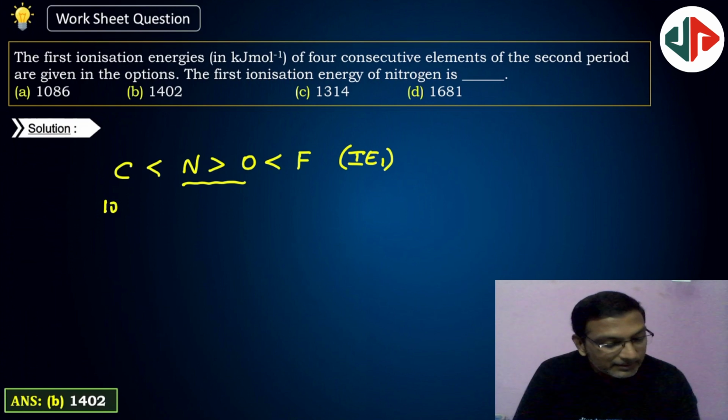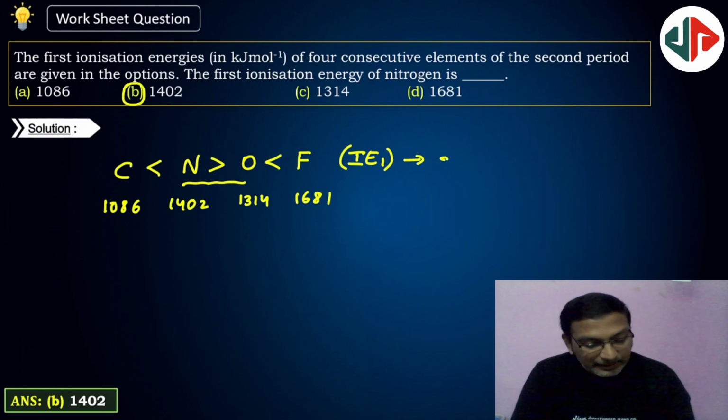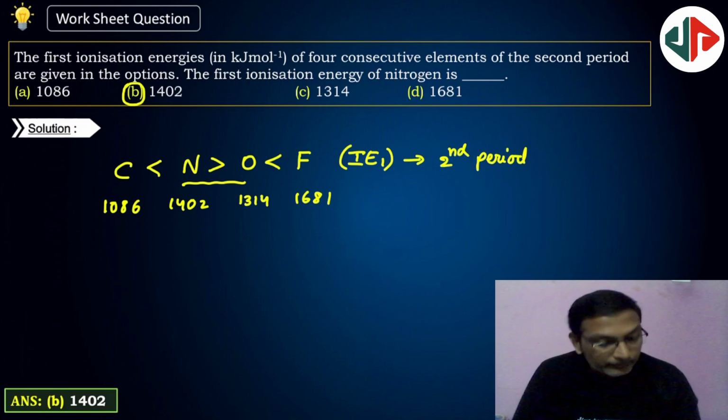Take here values 1086, 1402, 1314 and 1681. So clearly 1402 is ionization energy of nitrogen. These are second period elements. So nitrogen has p3 configuration, half filled, and this is p4 configuration.